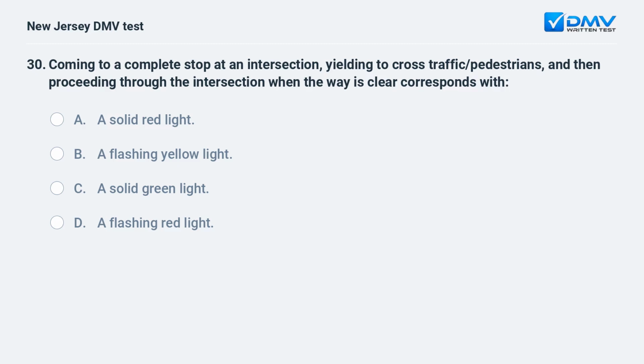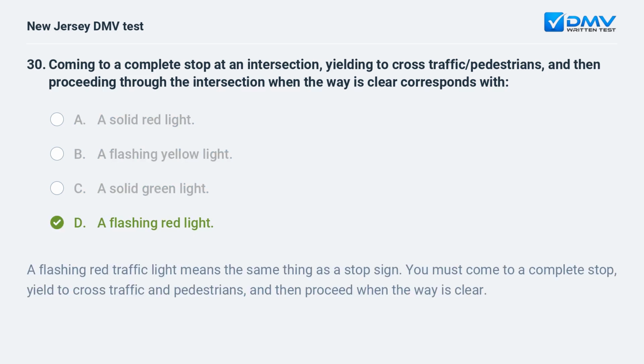Coming to a complete stop at an intersection, yielding to cross-traffic and pedestrians, and then proceeding through the intersection when the way is clear corresponds with A. A solid red light. B. A flashing yellow light. C. A solid green light. D. A flashing red light.